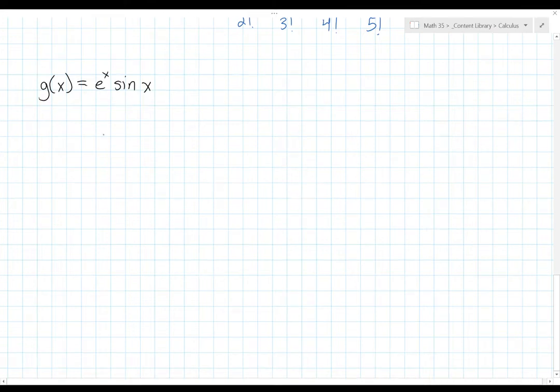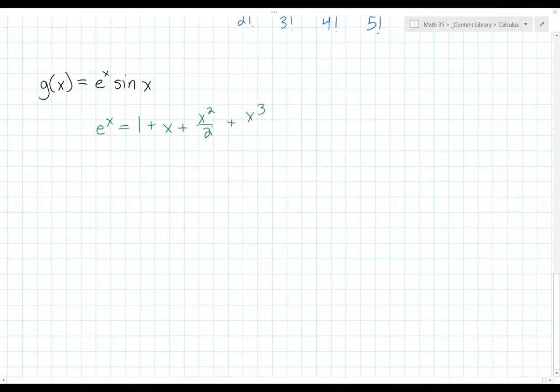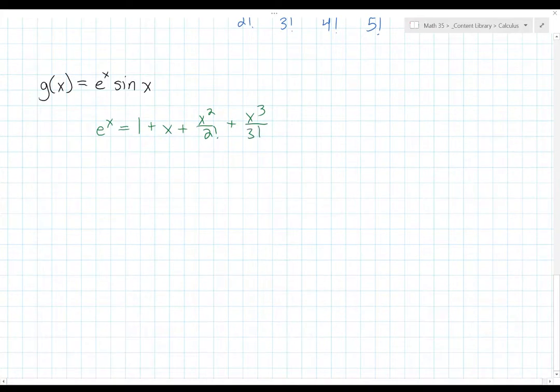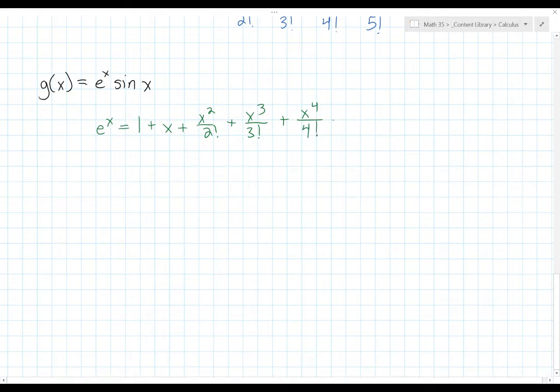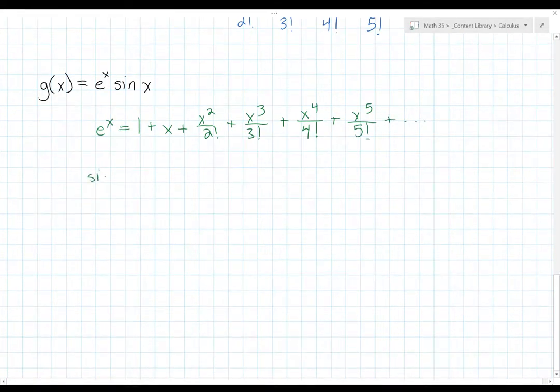So I know that e to the power of x is equal to 1 plus x plus x squared over 2 plus x cubed over 3 factorial. It is just over 2, but I'm going to write the factorial for consistency. So this is my e to the power of x series, and that goes on and on and on forever. And my sine x, as we just saw above, is x minus x cubed over 3 factorial plus x to the power of 5 over 5 factorial minus x to the power of 7 over 7 factorial, etc.